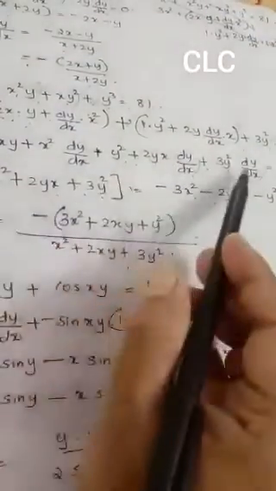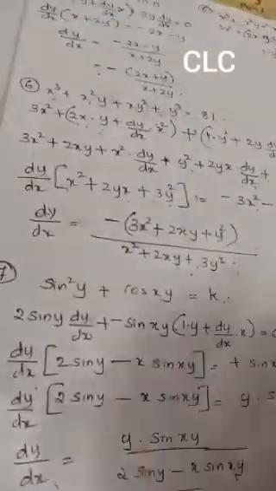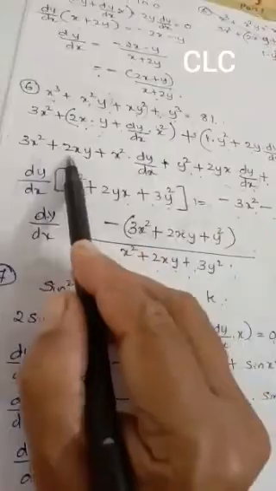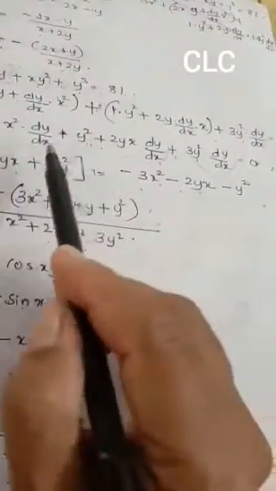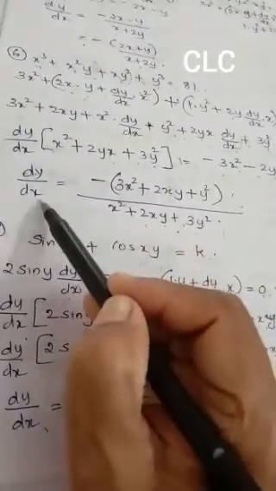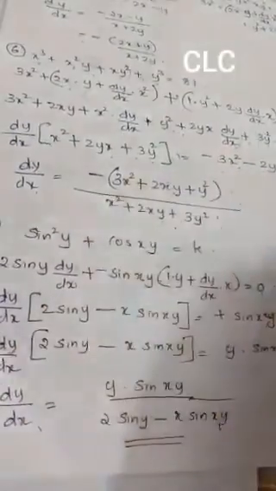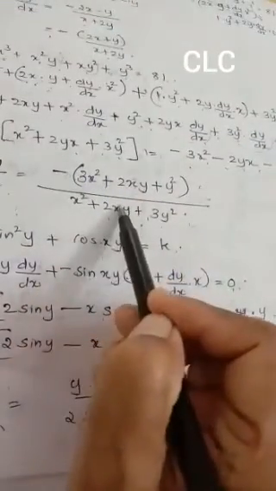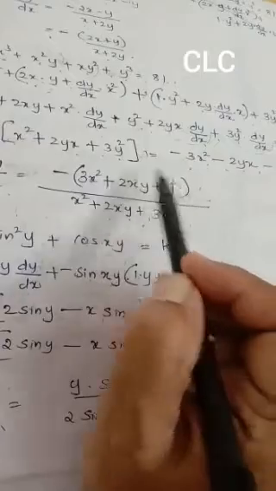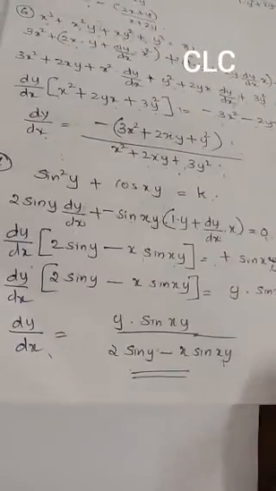The terms which are coming to the right hand side will change their sign. So what happens here? 3x square will become negative 3x square, 2xy will become negative 2xy, and y square will become negative y square. Now dy by dx, what we want? So dy by dx is equal to this term which is on the right side divided by this term. Same method, if you want to take negative out, the whole term inside the bracket will become positive. Okay. Now let us go to question 7.